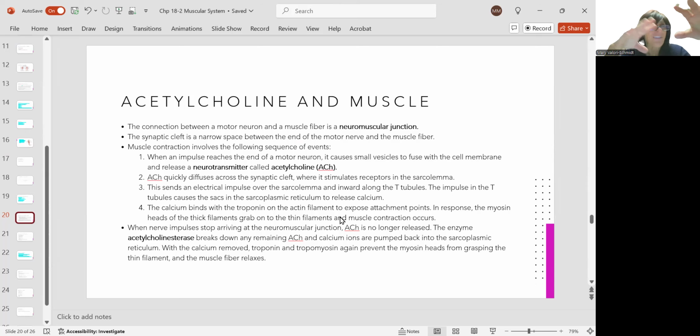And you don't need to know about the T-tubules and how the T-tubules cause the sarcoplasmic reticulum to release calcium. The calcium binds with troponin. You don't need to know all that, but you just need to understand that without the acetylcholine, none of that process is going to happen. The acetylcholine is the chemical that's necessary for all of those things to happen for the muscle to move, for it to contract, okay?